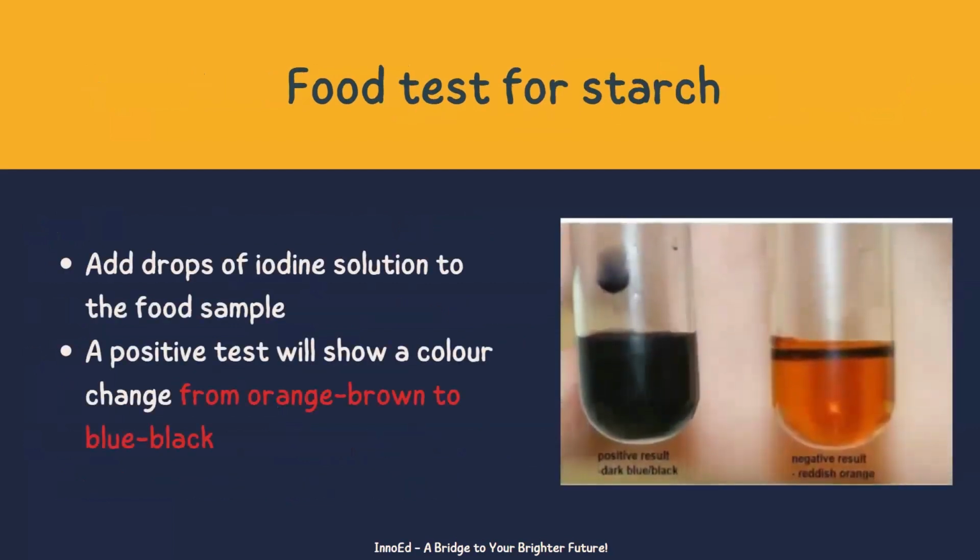So let's move on to the food test for starch. It is also known as the iodine starch test because we have to add a few drops of iodine solution into the food sample to test for starch. If the original iodine color, which is brown or orange, changes to blue or black, blue-black, it means the food sample contains starch and the starch test is positive.